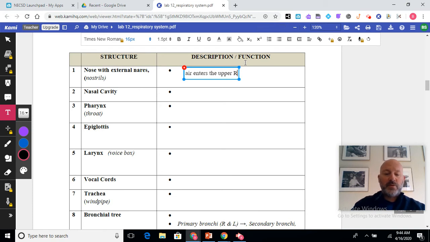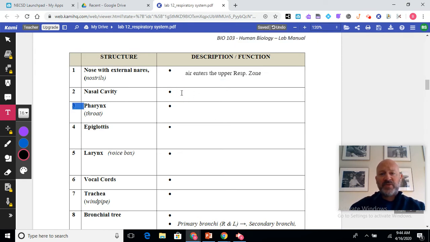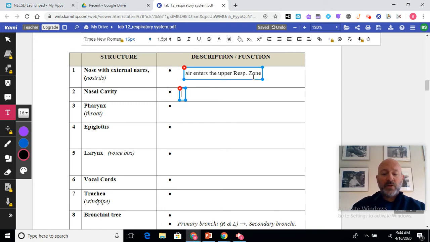Air enters the upper respiratory zone through the nostrils, right? As we said before, the nasal cavity filters, moistens, and warms the incoming air.